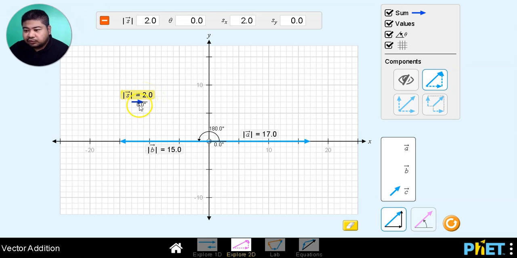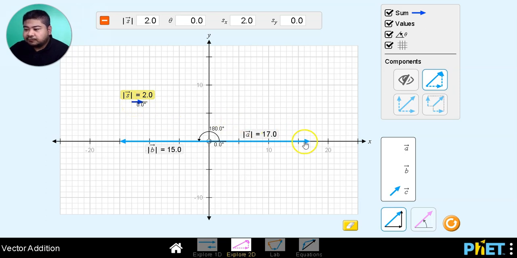If you look at the arrow, it is pointing to the right because the magnitude of the positive vector is bigger than the negative vector. So the resultant is going to point in the direction of the positive vector.